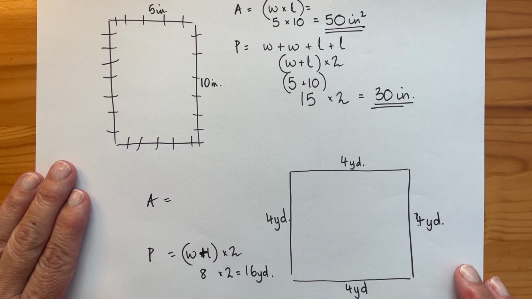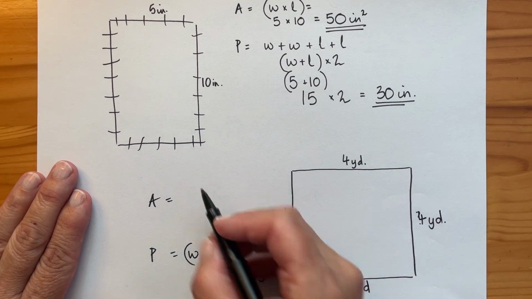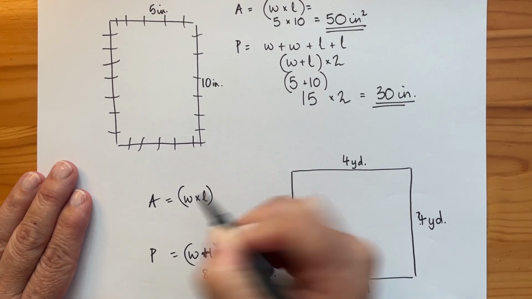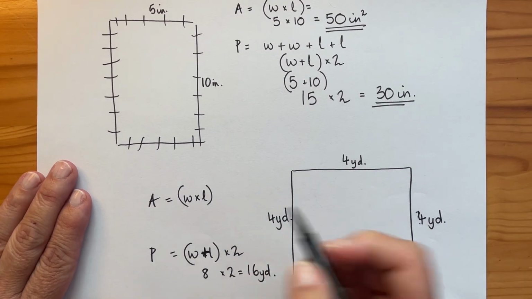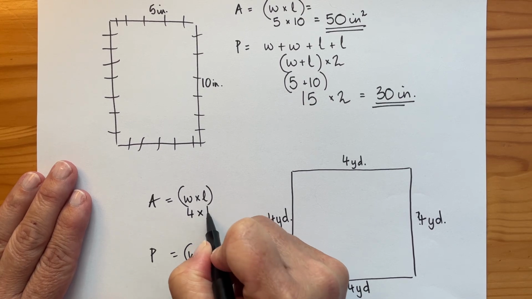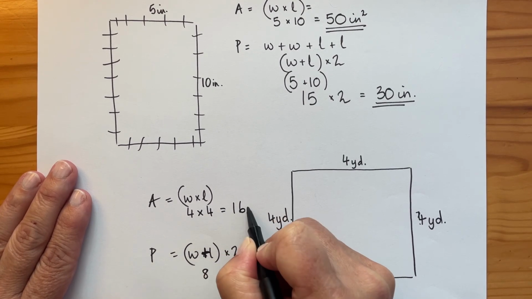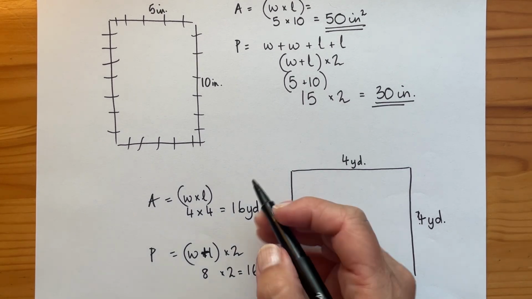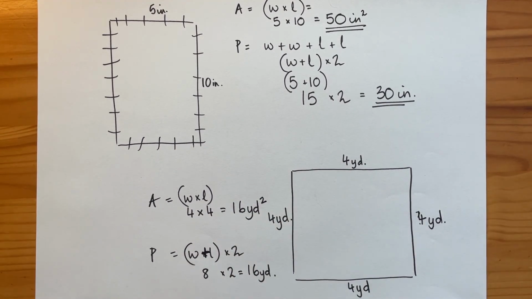And then for area, my formula is width times length, and in this case they're the same, right? So it doesn't really matter. So I'm going to do 4 times 4 is 16 yards. Do you remember what I'm missing here? Yeah, I need to have my symbol for squares. Okay, isn't this cool?